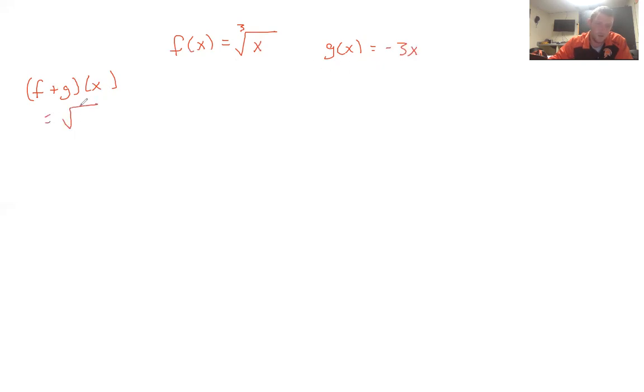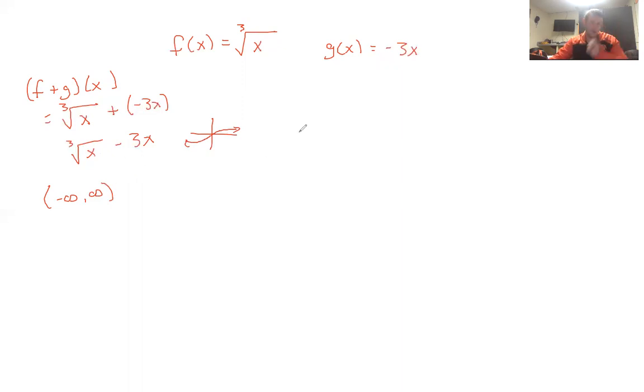Okay. So that's going to equal the cube root of x plus negative 3x, which simplifies down to the cube root of x minus 3x. Domain. Notice it's not a square root, so I can plug anything here I want. I can plug anything here I want. So the domain is going to be negative infinity to infinity. Again, if this was a square root, it would have to be positive numbers, but it's not. It's cube root. And the graph of cube root looks like this. Okay, so I can put any x value in that I want.